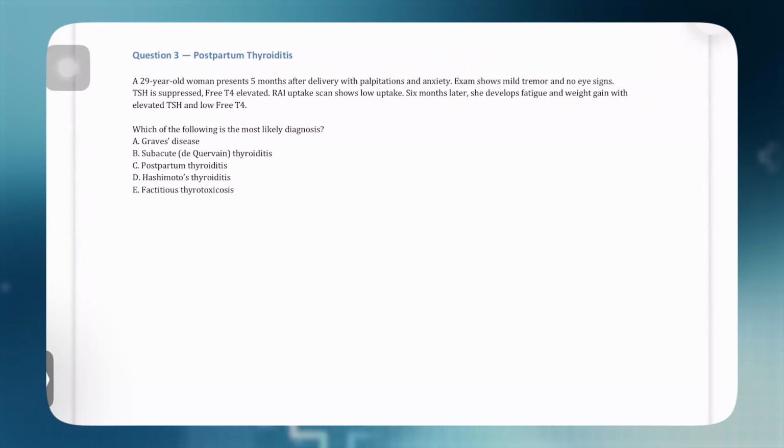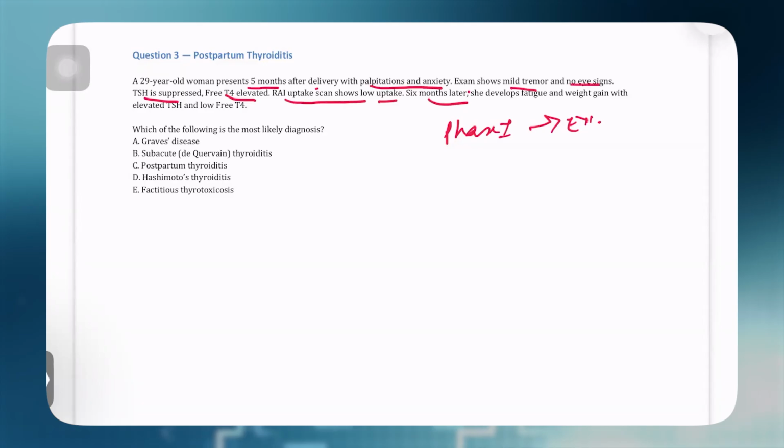Postpartum thyroiditis. A 29-year-old woman presents 5 months after delivery with palpitations and anxiety. So this is phase 1 of postpartum thyroiditis, where there is excessive release of the hormone. Exam shows mild tremor and no eye signs. TSH is suppressed. T4 is elevated. RAI uptake shows low uptake. 6 months later, she develops fatigue and weight gain with elevated TSH. What is the diagnosis? Graves' disease?